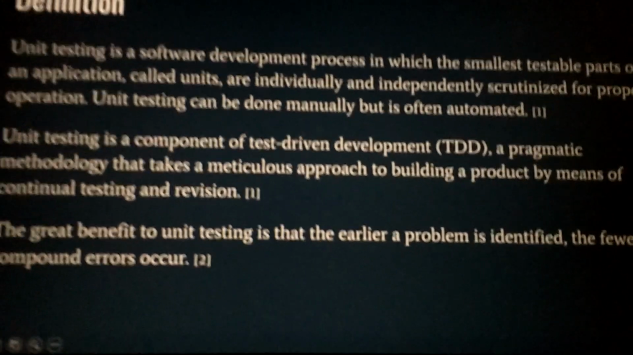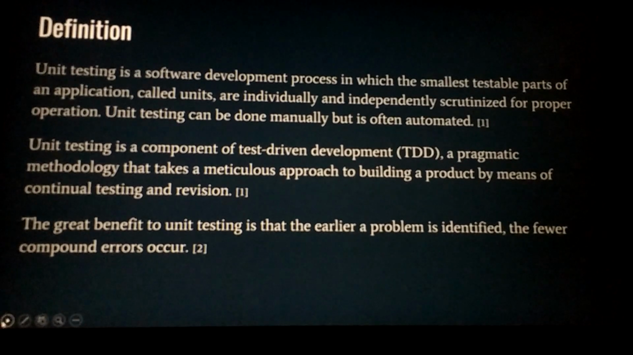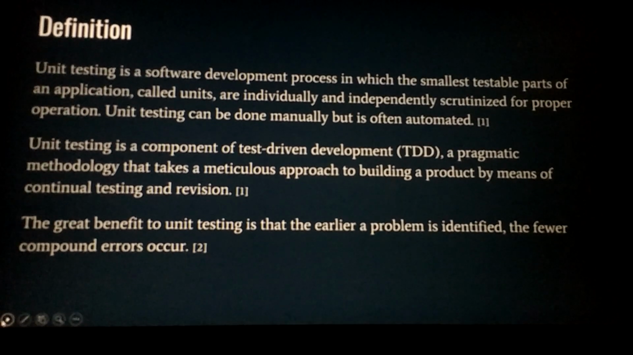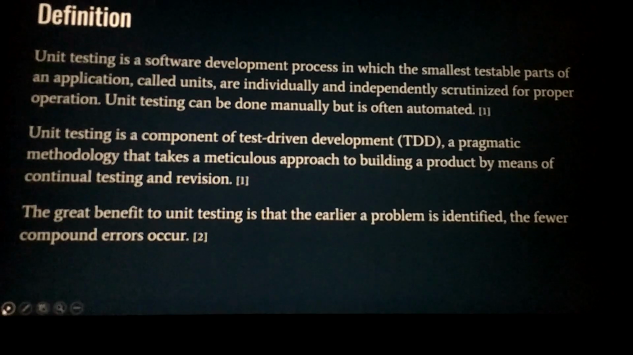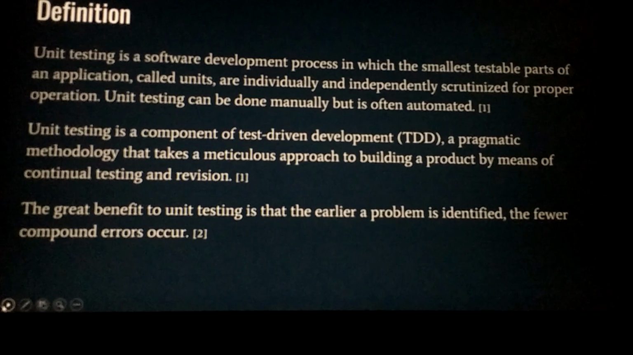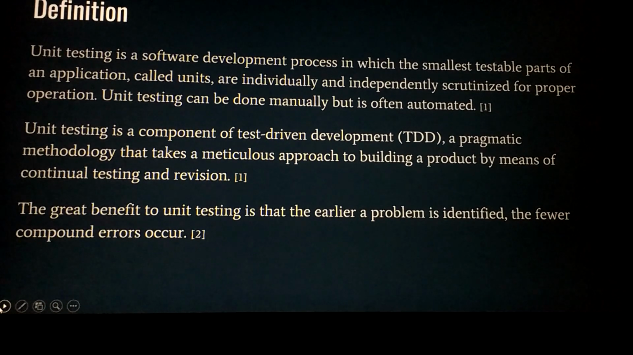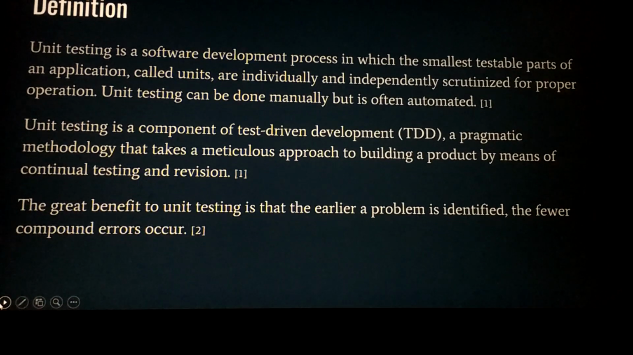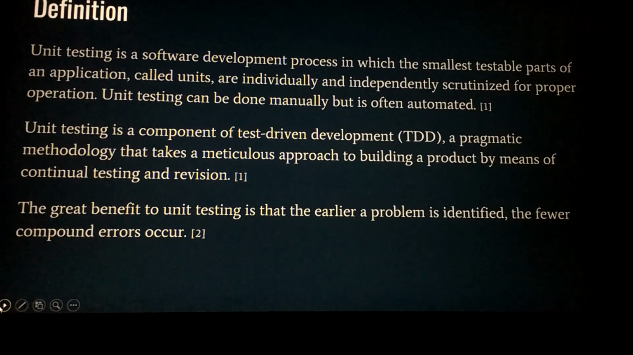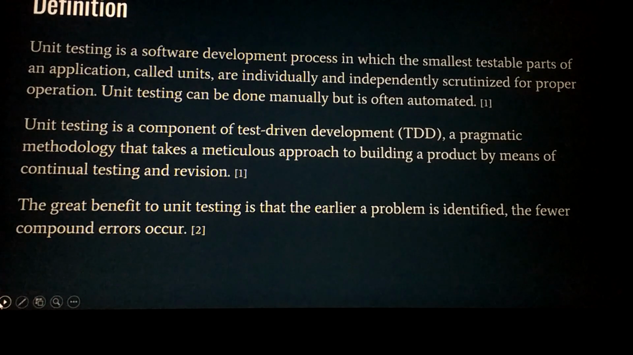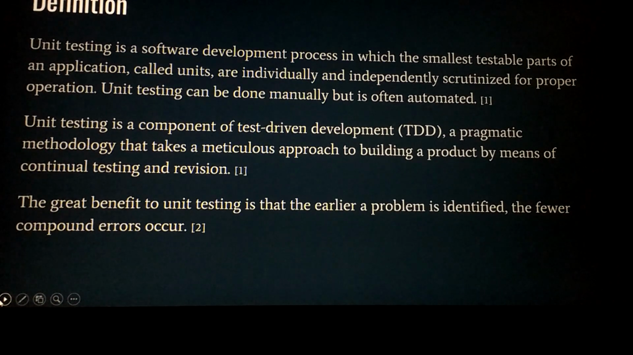So what is unit testing? Unit testing is a software development process in which the smallest testable parts of an application, called units, are individually and independently scrutinized for proper operation. Unit testing can be done manually but is often automated. Also, unit testing is a component of test-driven development, a pragmatic methodology that takes a meticulous approach to building a product by means of continual testing and revision. The great benefit of unit testing is that the earlier a problem is identified, the fewer compound errors occur in the future.